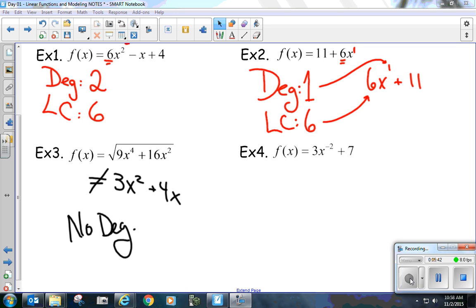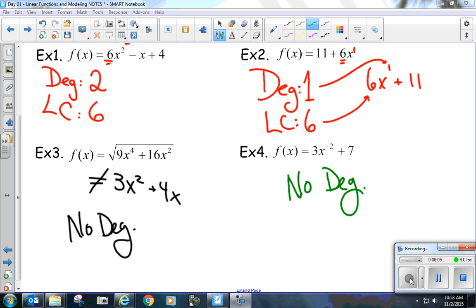Alright? And what about this last one? There's only two options. It's either -2, it's my degree, or there's no degree. What do you think it is? No degree. I would say there's no degree. Your degree has to be 0 or higher. Okay? So this is no degree. It has to be 0 or higher. So if we have negative exponents, or if we have some sort of radical that we can't get rid of by factoring and simplifying, then we can't have a degree there. So, and there's one more thing I want to point out.